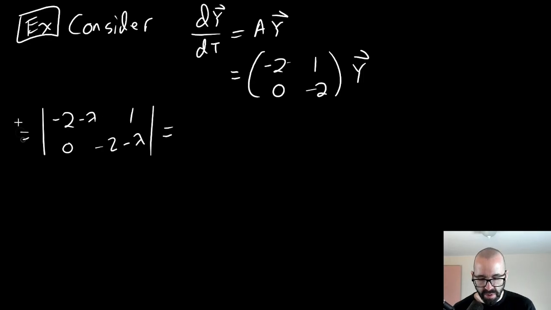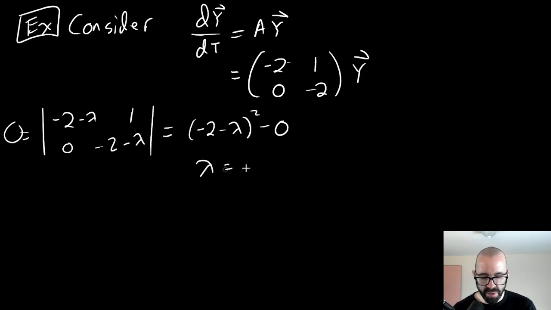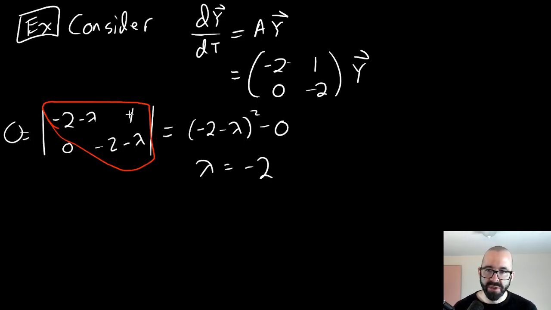And what is that? We want it equal to 0. What does it equal? Well, it's just going to be negative 2 minus lambda squared minus 0. Okay, it's already factored, right? It's just going to be when lambda is equal to negative 2. And again, this is a very special kind of matrix. This is called an upper triangular matrix. And if you have triangular matrices, your eigenvalues are always going to be on the diagonals.